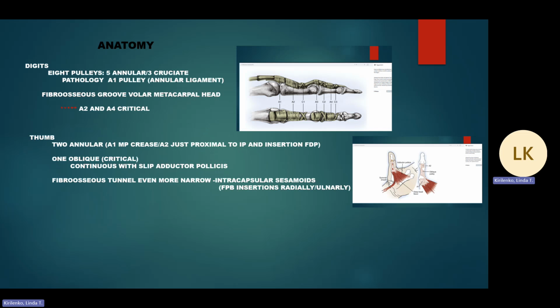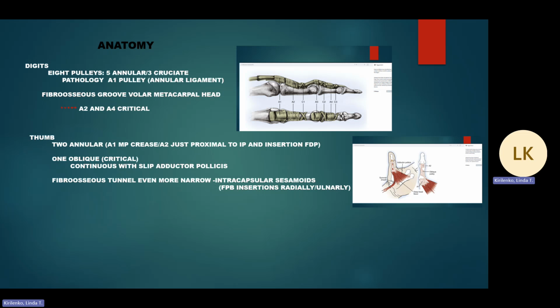The anatomy of the pulley system. Digits have 8 pulleys, 5 annular and 3 cruciate. Pathology in trigger digits occurs at the A1 pulley. There is a fibroosseous groove in the volar metacarpal head where the tendon traverses, which is covered by the A1 pulley. Again, a testable question is that the A2 and the A4 pulleys are considered critical in maintenance to avoid development of bowstringing.